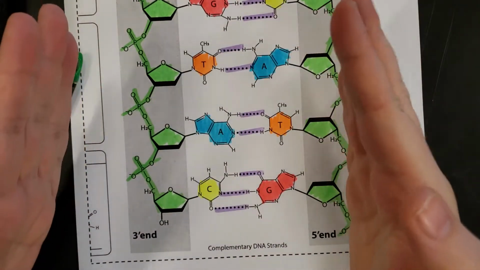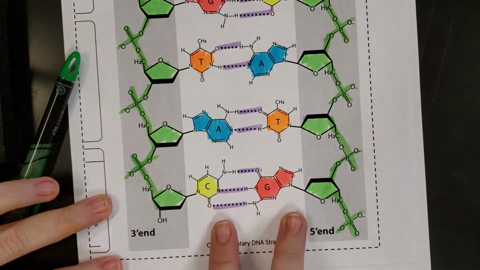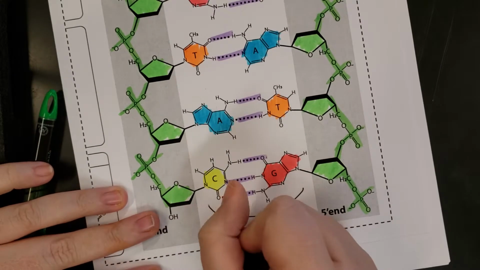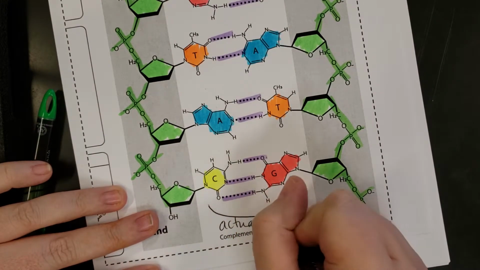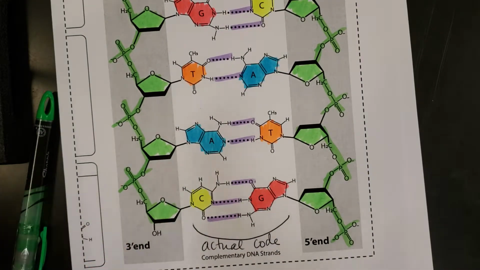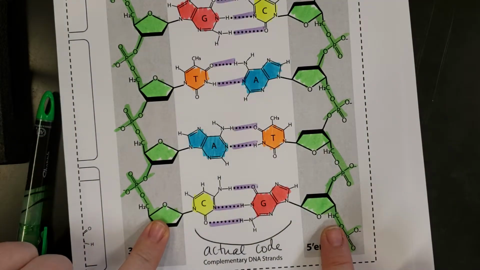This is a very, very, very small portion. It would be much, much longer. This part in the middle, this part is the actual code. Okay, the sequence of the bases is what is important, like the sequence of letters in a word is what gives the words their meaning. This is the part that's the code. This part is just holding it together.